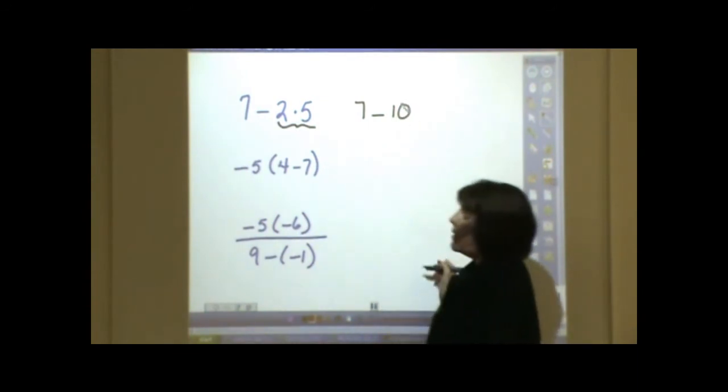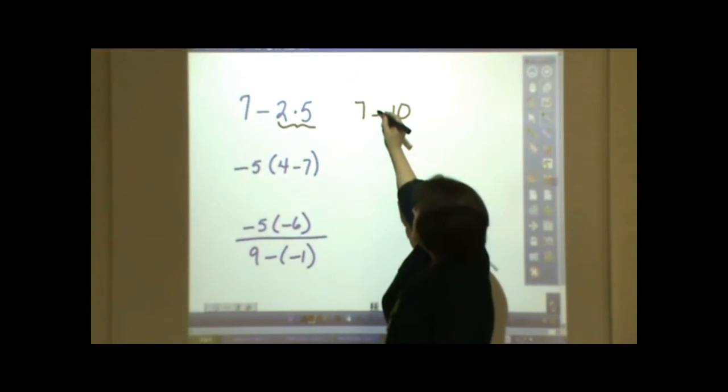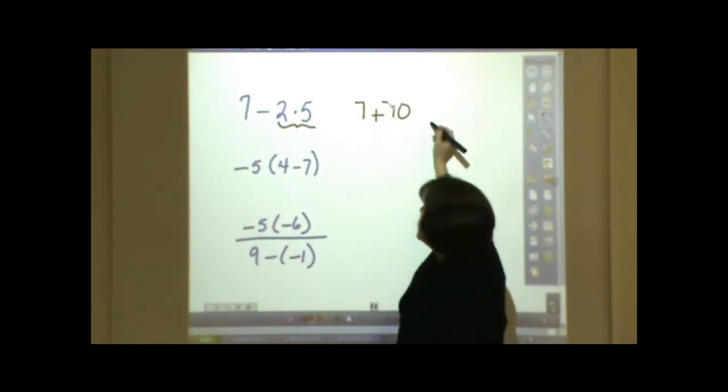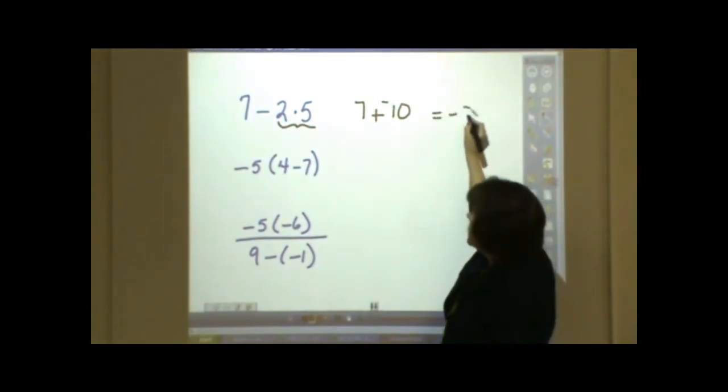And again, going back to your rules for addition and subtraction, if the operation is subtraction, you're going to change that to addition, and change the sign on your second number to its opposite. A positive 7 added to a negative 10 will result in a negative 3.